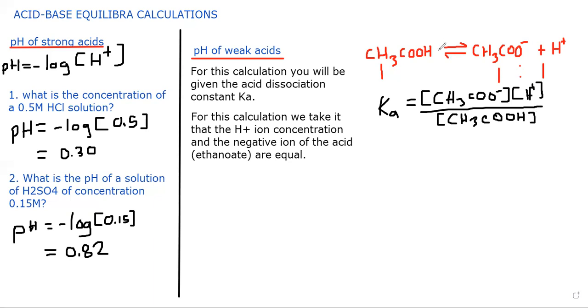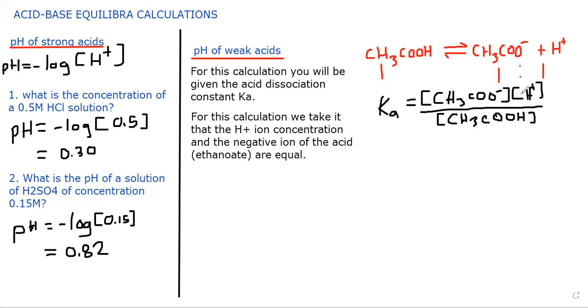And if you're wondering, we don't need to put water there. We can simplify it just by showing the dissociation of the acid. So you don't have to put the water to get H3O plus, all right? We can keep it simple and do it like this.